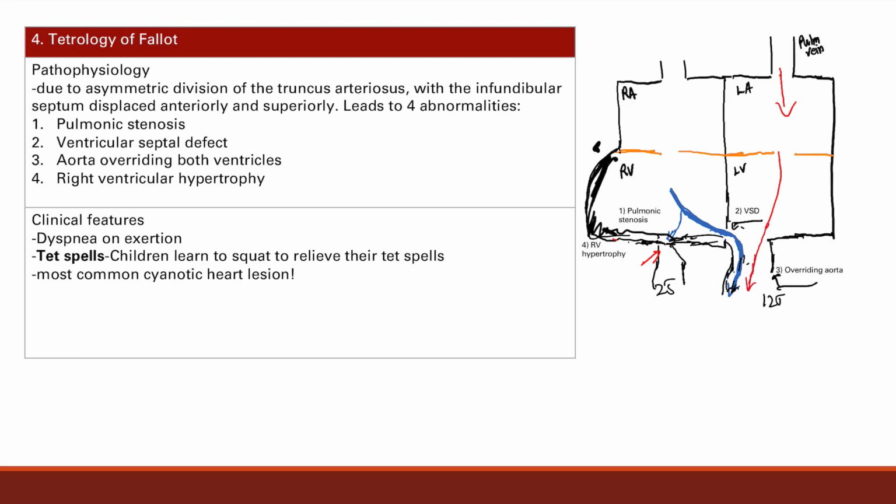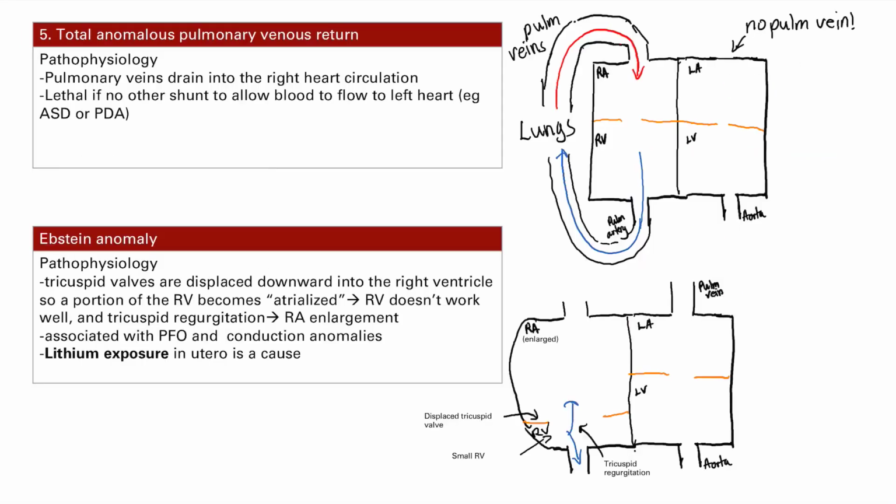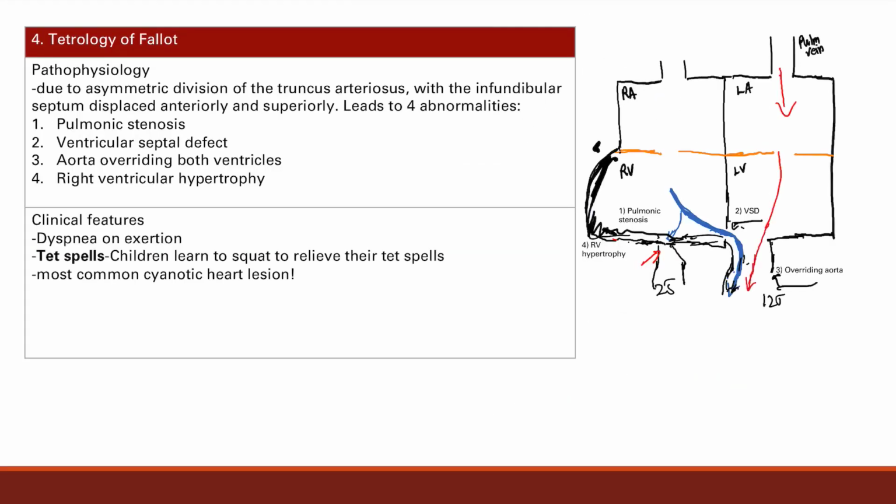Clinical features here of tetralogy of Fallot. Because you're getting this deoxygenated blood to the rest of the body, you're going to get dyspnea on exertion. So you're going to be short of breath because they're getting poor quality blood, blood low in oxygen. The other thing they're going to get is something called TET spells, which are acute episodes of hypoxemia, where the baby's going to turn blue and be short of breath.